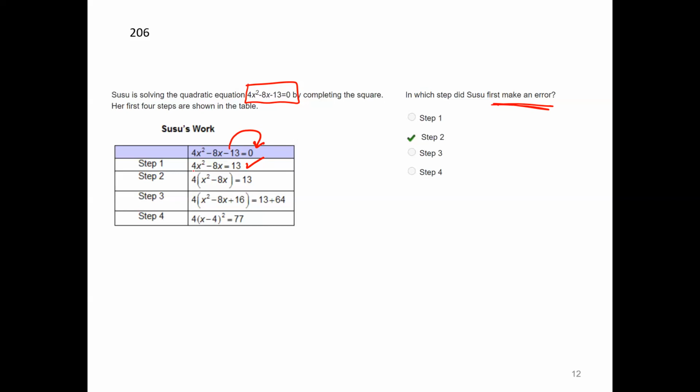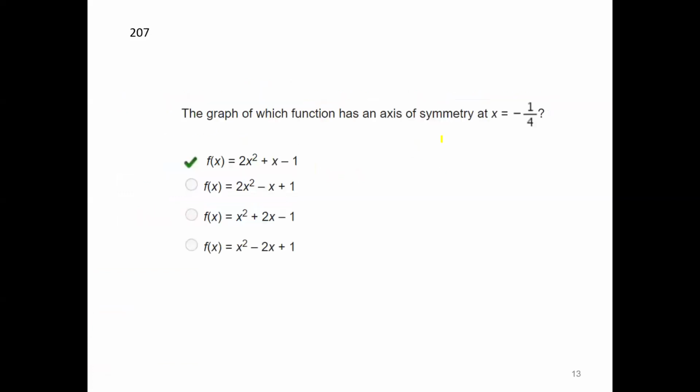Step 2, she factored out the 4. If you take out a 4 here, you guys, what goes inside is x squared. What's 8 divided by 4? It should be a 2. And if you look at this right here, is that a 2 right there? Nope. So she made a step 2 mistake. So that wasn't too bad. All right, next one. Go ahead and take a moment and highlight it.